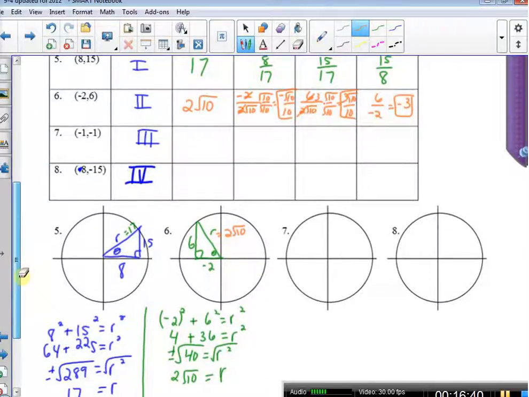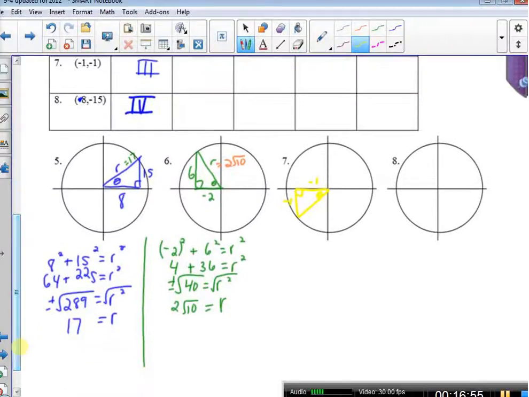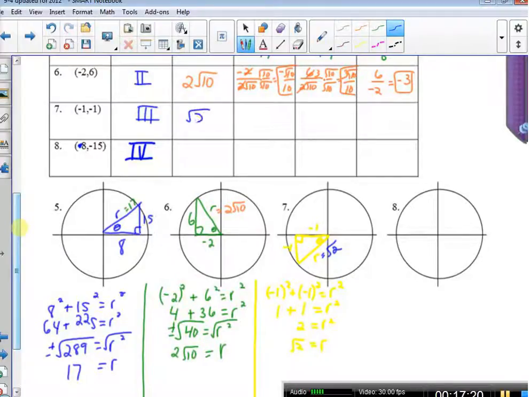For quadrant 3, negative 1, negative 1. So I'm going to go over and down and back. Here's theta. Negative 1, there's my right. So I'm going to find r. So negative 1 squared plus negative 1 squared equals r squared. So 1 plus 1 equals r squared, so 2 equals r squared. And so radical 2 is equal to r. So this is radical 2.